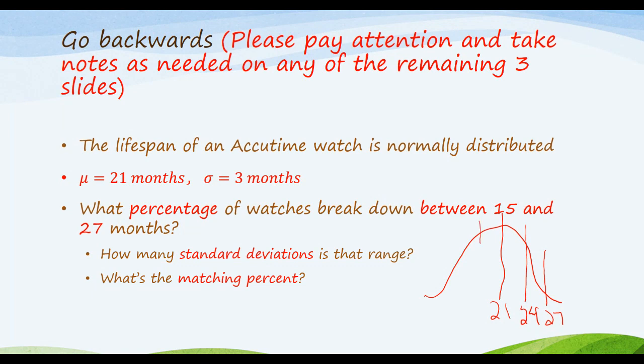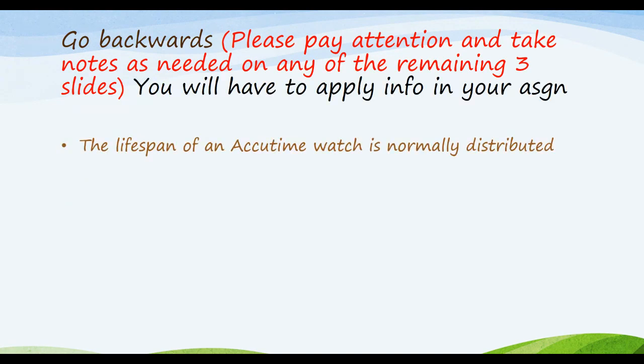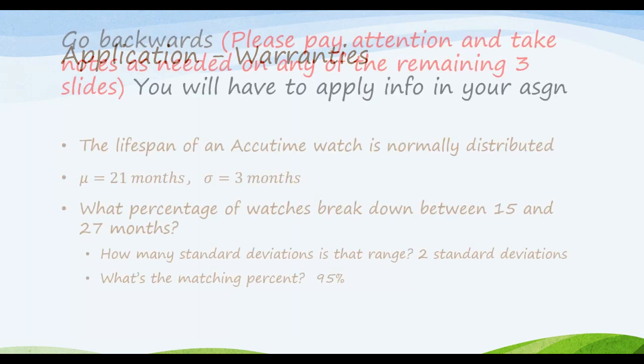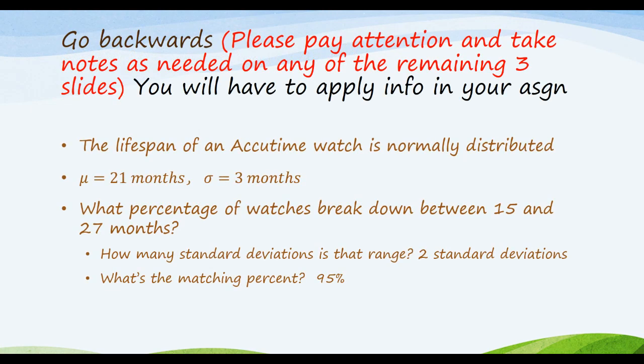All right, let's just go down here. 21 minus 3 would be 18, and then 18 minus 3 would give us 15. So then you guys can see that's two standard deviations. So as we've talked about, that means that's even 95%. So I'll just keep going here so you guys can fill in those numbers. So the 95%, two standard deviations.